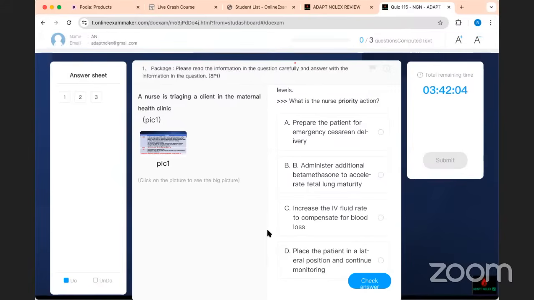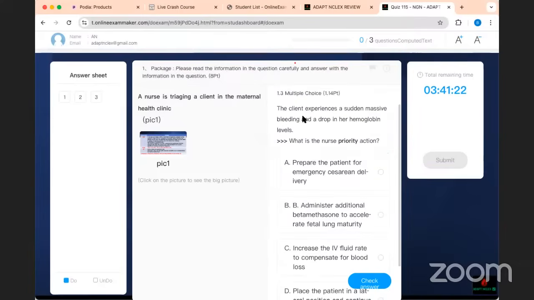Don't pick it just like that. Whatever you pick, you say, why am I picking it? What is the implication? If you're going to give the patient fluid, look at the scenario. What is happening to the patient? If you think you need to place them in the lateral position, look at the scenario. If you think you need to prepare for C-section, look at the scenario. What is it going to achieve? And then you take ownership of your answer choice. You know, I'm picking this because of so and so. So whatever you pick, just think about it.